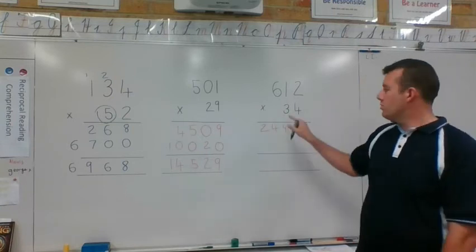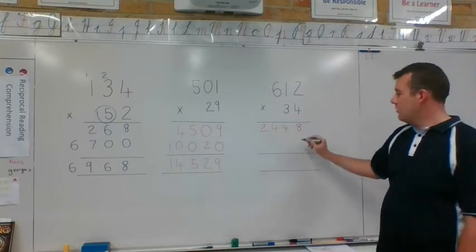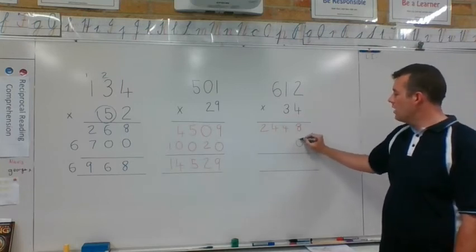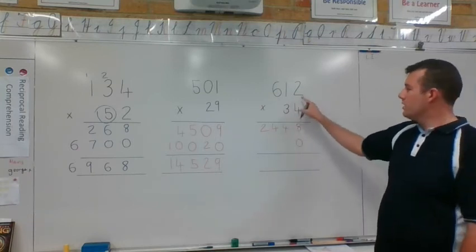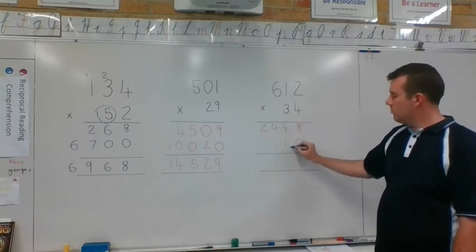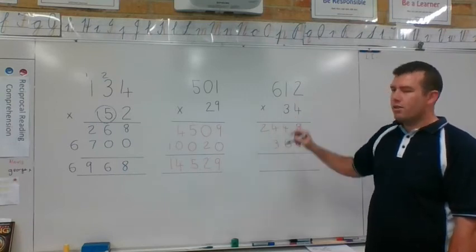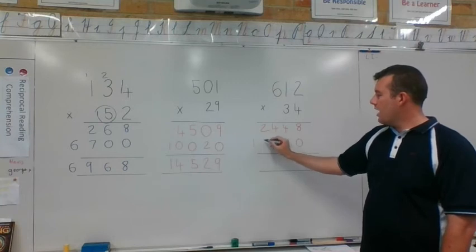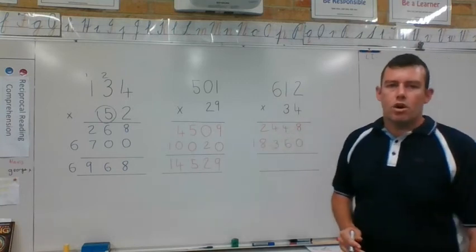Step 2, we multiply by the tens column. Because we're multiplying by a 10, we must put a 0 in the ones column. Then we keep going. 3 times 2 equals 6. 3 times 1 equals 3. And 3 times 6 equals 18. Notice how I've lined up the place value columns carefully.